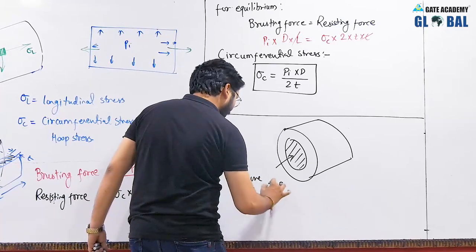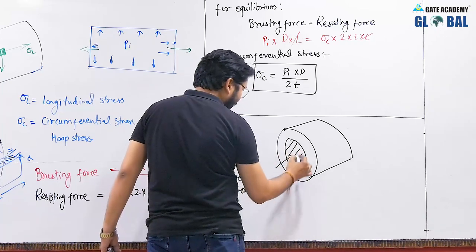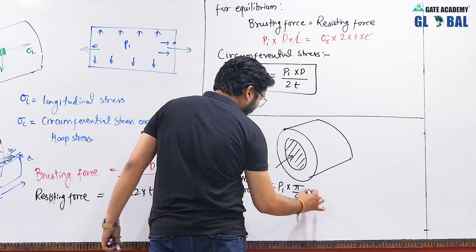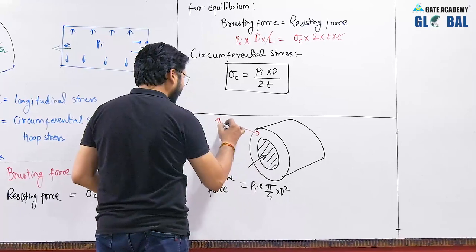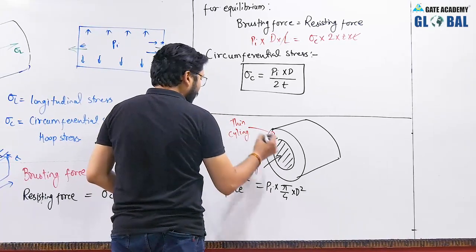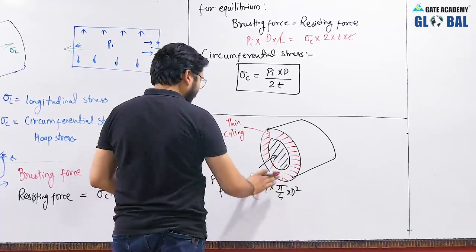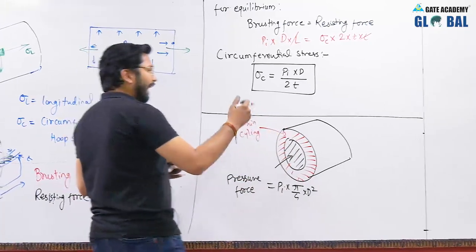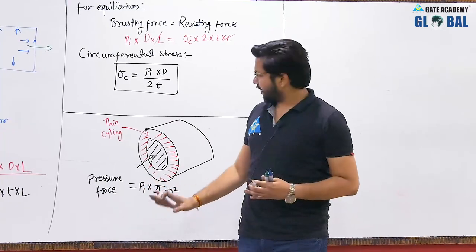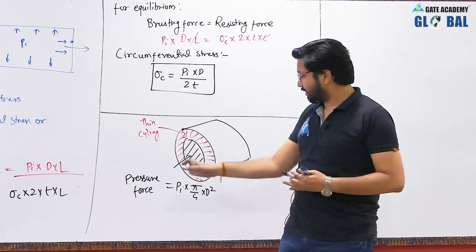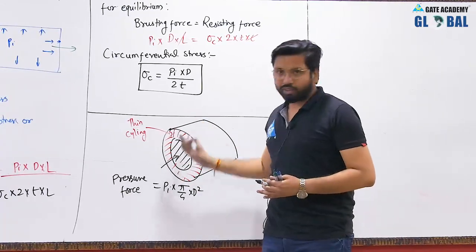This pressure force will be equal to Pi into the area. The diameter is d, so this will be pi by 4 d square. Being a thin cylinder, we can write the resisting area. This is the pressure force which will try to increase the length, and it will be resisted by the material present in the cross section, because the effect of the force will be on the cross section.